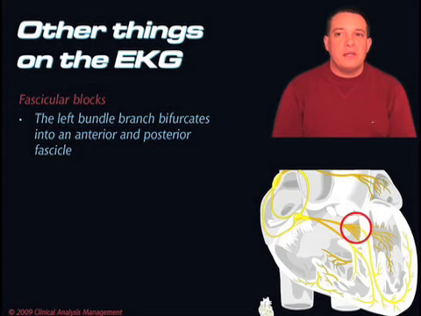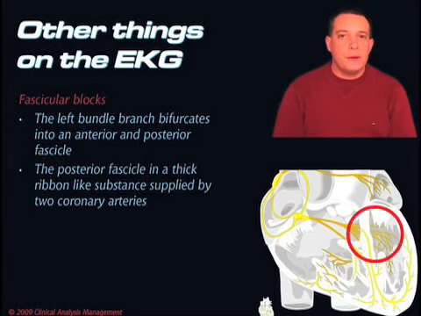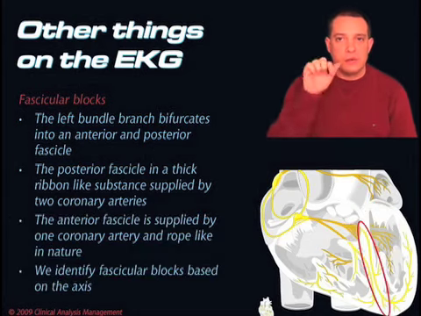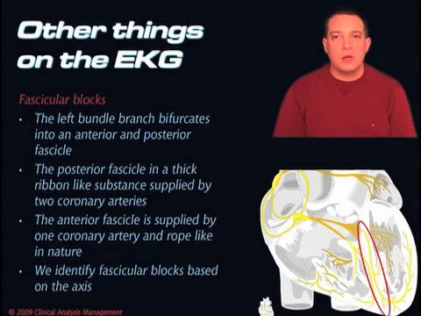So when we talk about the posterior fascicle, remember we said the posterior fascicle is this really thick substance. It's ribbon-like in shape compared to the anterior fascicle. We said it was thin, like a rope-like structure. And remember when we talked about the anterior fascicle, we said it had 1 blood supply. Remember when we talked about the posterior fascicle, it had 2 blood supplies.